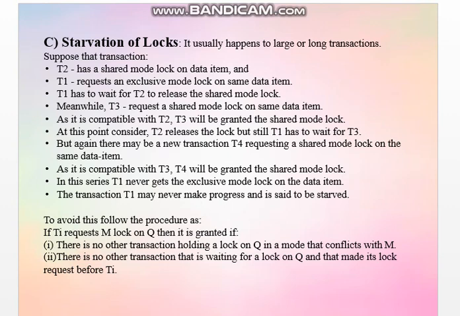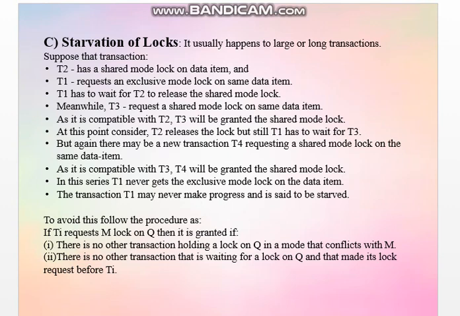Like every time a new transaction is coming and it has access to the data item, but one transaction is actually waiting and waiting. So this situation is called starvation, where the transaction has to wait for a longer period of time to acquire a lock. So this is called starvation of lock. It usually happens when the transaction is very long. We'll understand the starvation of lock by using an example.